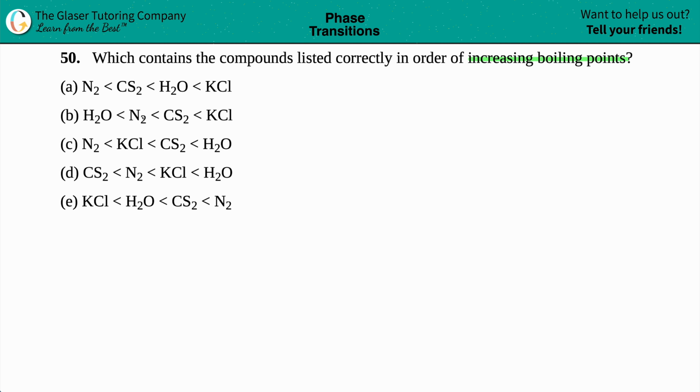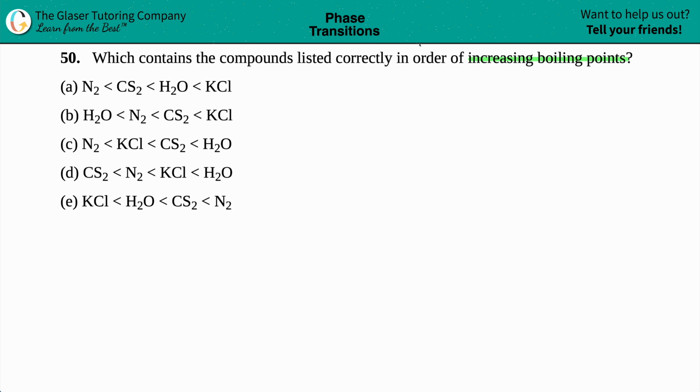Now, it seems like they're all the same, they're just jumbled up in different orders. We have N2, CS2, H2O, and KCl. Now, I notice that I have covalent compounds, but I have a metal and a nonmetal. So that's ionic. So the first thing I have to do is distinguish between covalent compounds and ionic compounds in terms of boiling points.